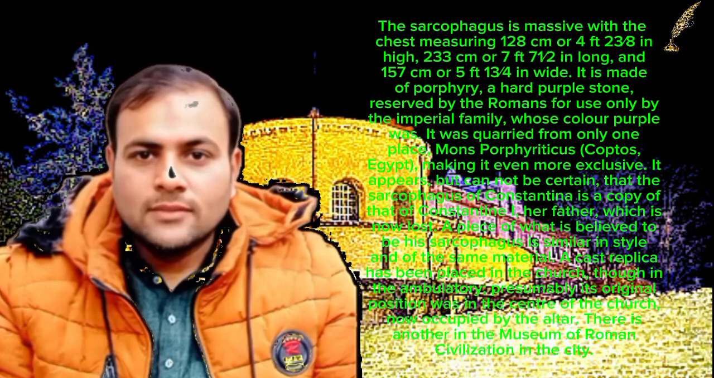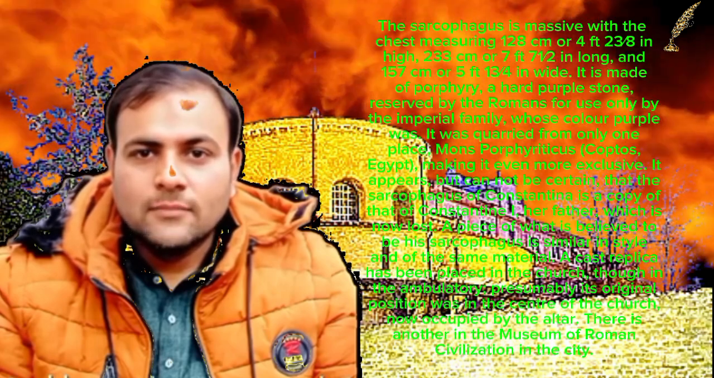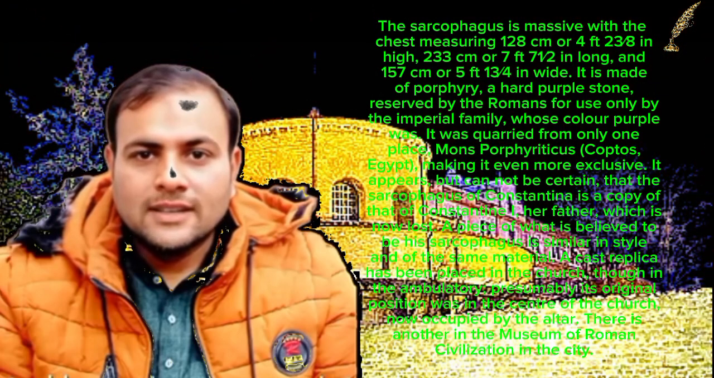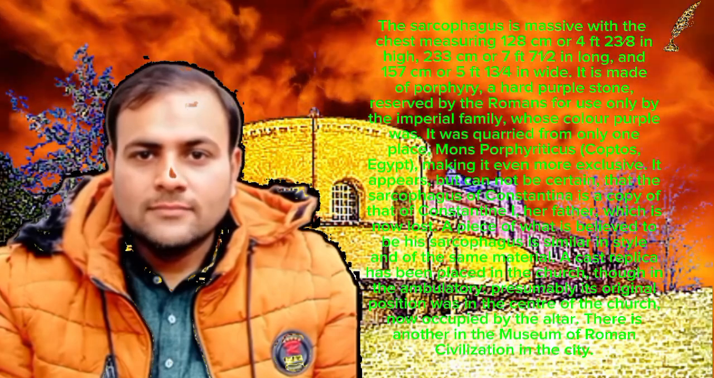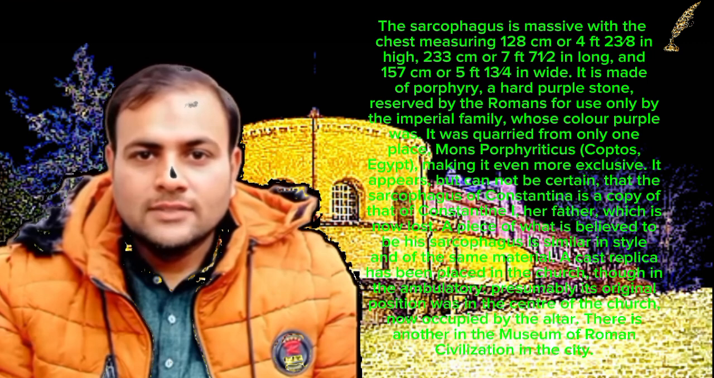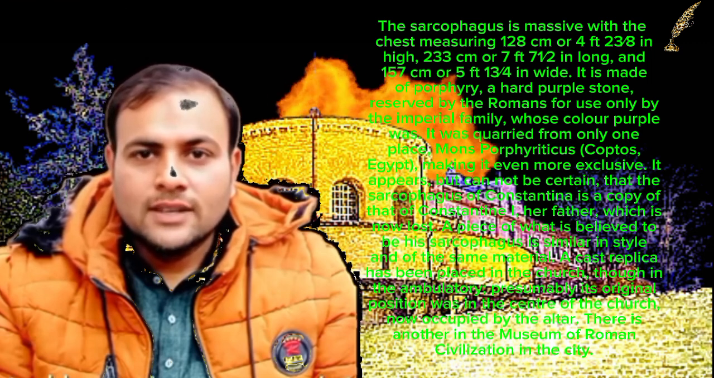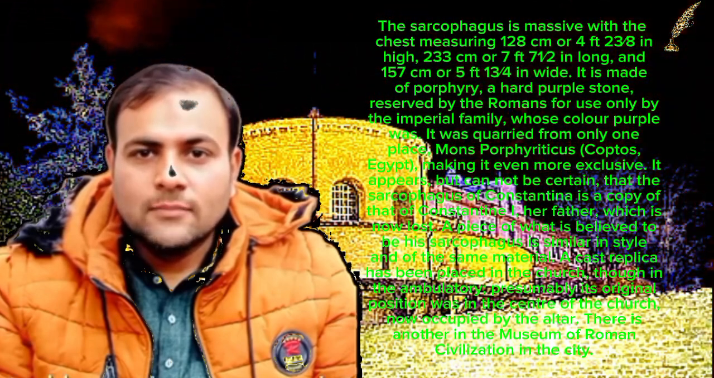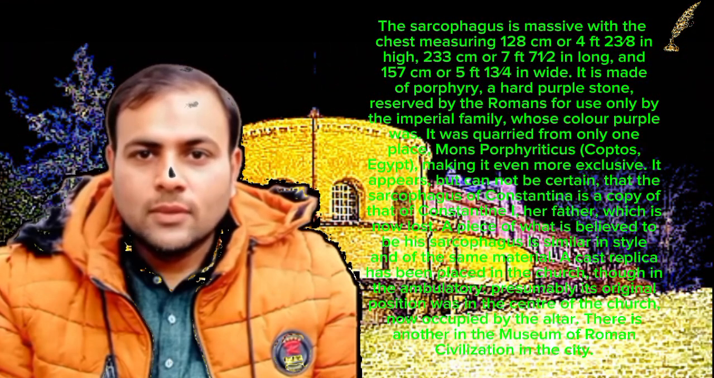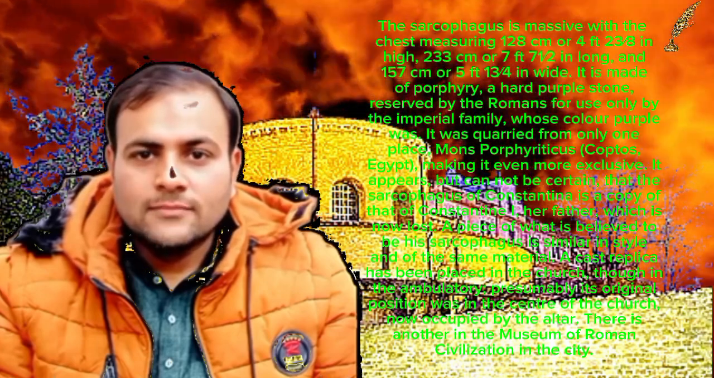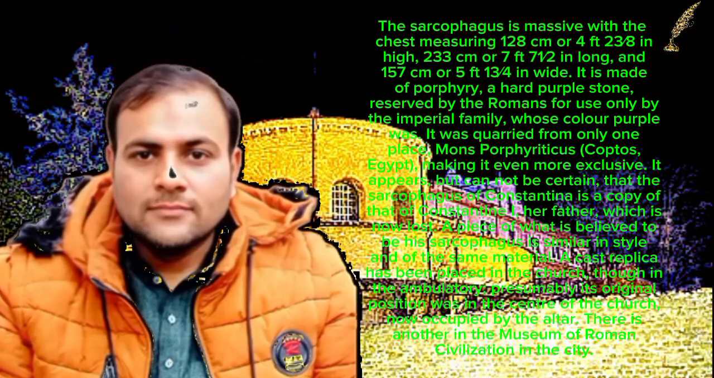The sarcophagus is massive, with the chest measuring 128 centimeters or 4 feet 2 3/8 inches high, 233 centimeters or 7 feet 7 1/2 inches long, and 157 centimeters or 5 feet 1 3/4 inches wide. It is made of porphyry, a hard purple stone, reserved by the Romans for use only by the imperial family, whose color purple was. It was quarried from only one place, Mons Porphyriticus, Coptos, Egypt, making it even more exclusive.